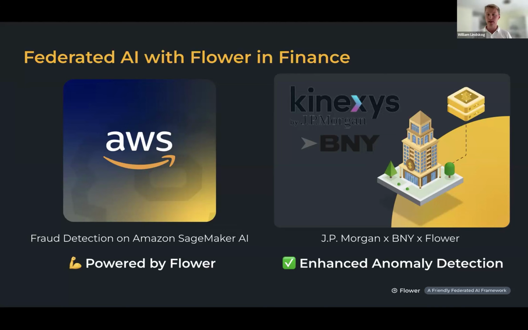Similarly, on the right, we had Kinexys, I think you say it, by JP Morgan and BNY. The details of the different projects are different, but it's about anomaly detection, fraud detection, things like that that go on for financial transactions. So federated AI fits very well into this.